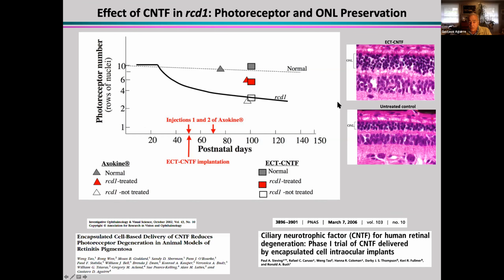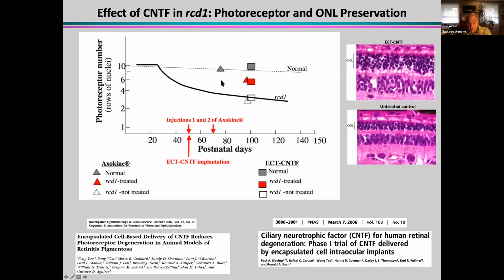And Axokine was extremely effective in preventing further photoreceptor degeneration, as you see here, the little triangle, except that the treatment was worse than the disease. It caused cataracts, uveitis, recurrent epithelial erosions.